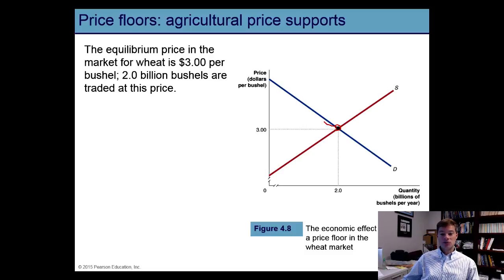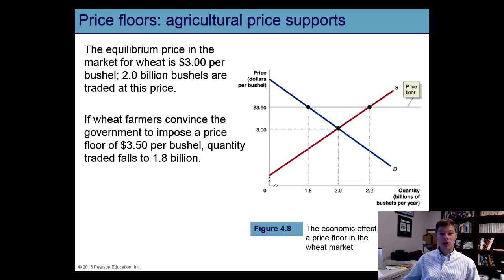Consumer surplus will be the area under the demand curve and above the price level. That's the benefit of this market transaction to consumers. And producer surplus will be equal to the area above the supply curve and below the price level.